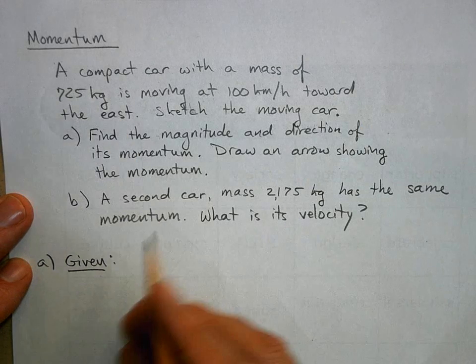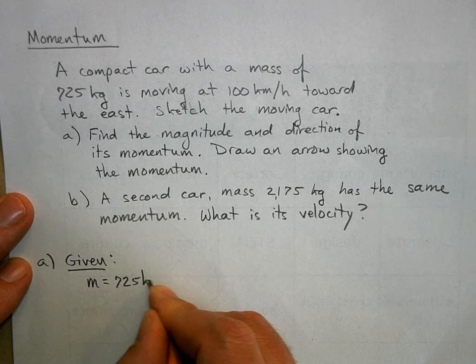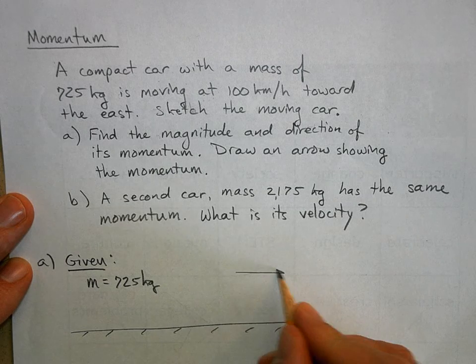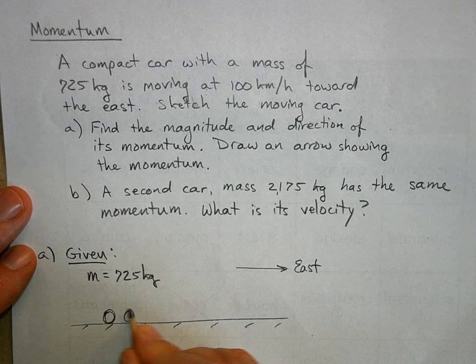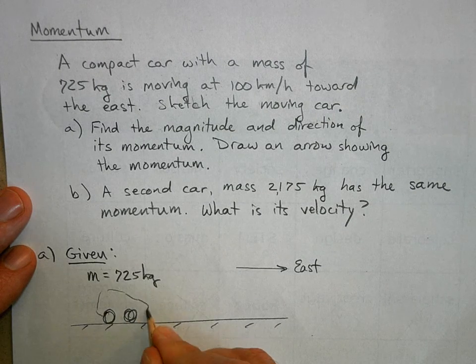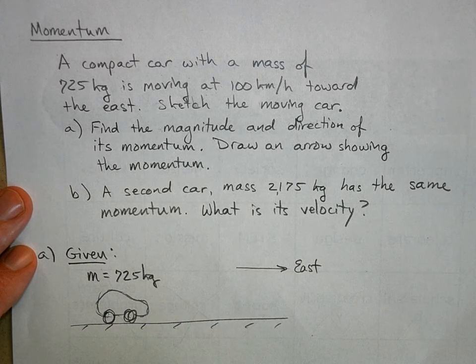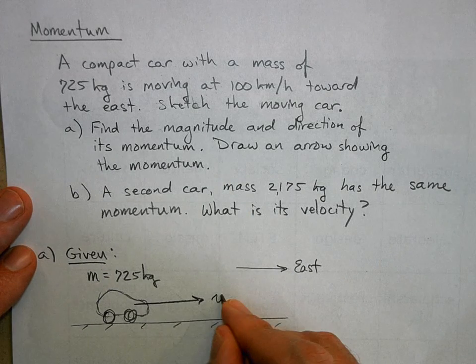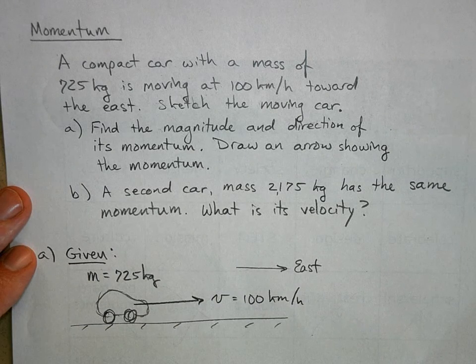Well, we know its mass is 725 kilograms. And so here's our compact car, and we'll say that this is east. East is to the right, so here's our little compact car, and it's moving with a velocity of 100 kilometers per hour. So we drew a sketch of the moving car that it already asked for.